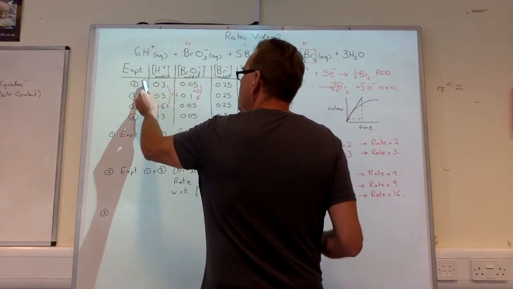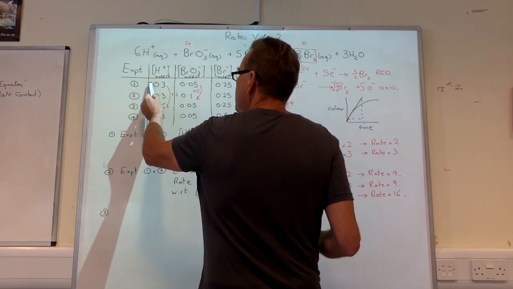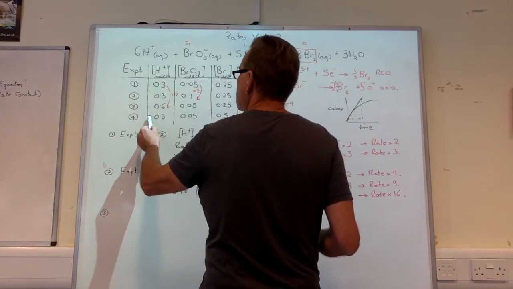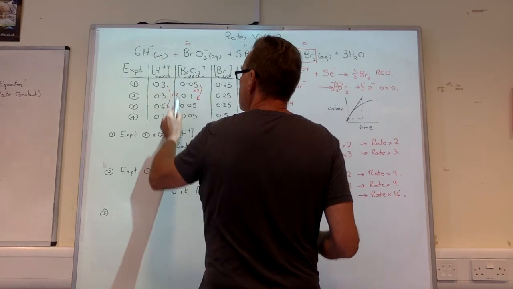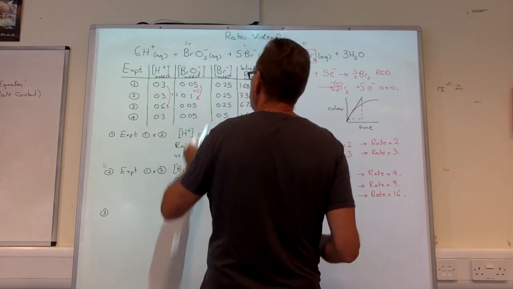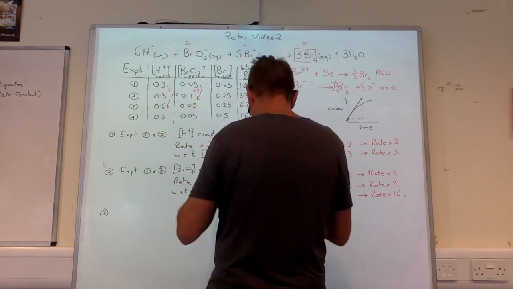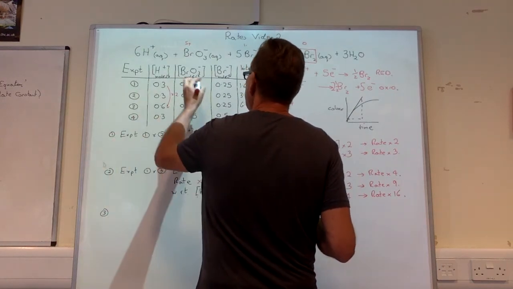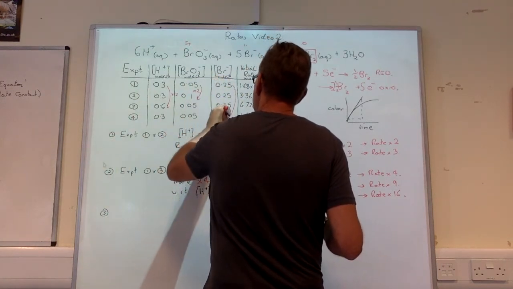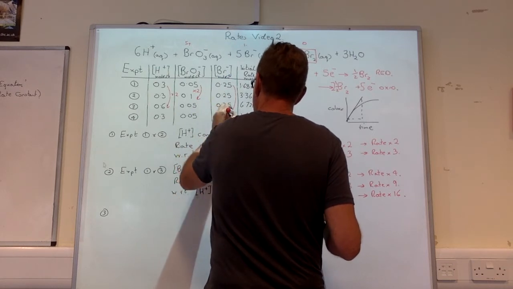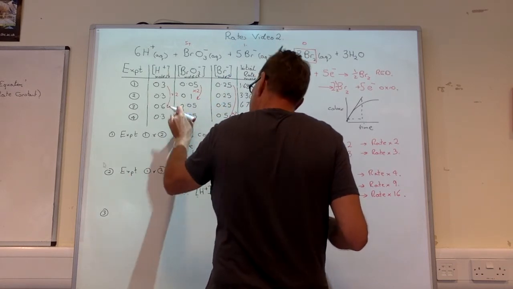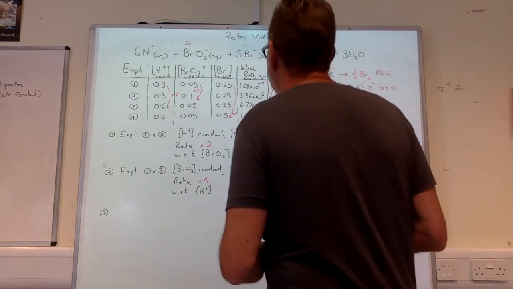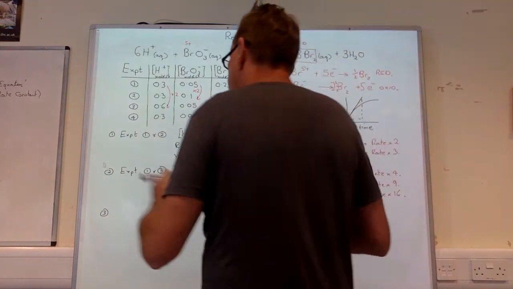I need to look, experiment 1 to 4. 0.3, 0.3, keeping that the same. 0.05, 0.05, keeping that the same. 0.25, 0.5. Right, so in other words, between experiment 1 and 4, I've doubled the concentration of that, kept that constant. Okay, we'll come to what happens to the rate for that one in a minute.